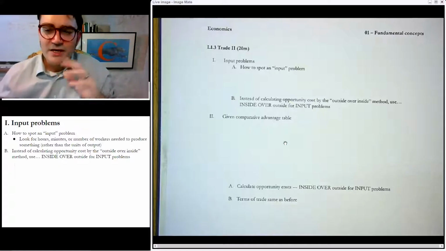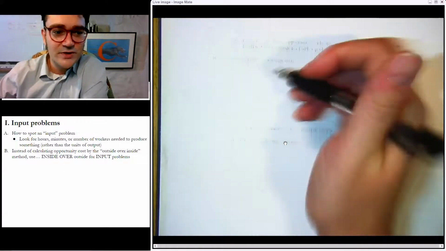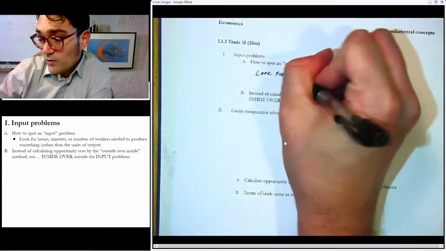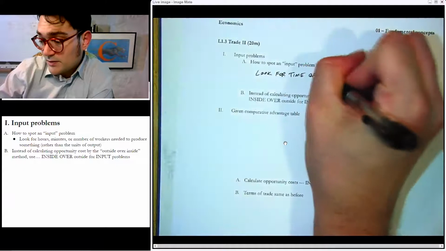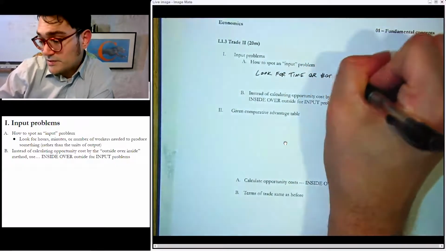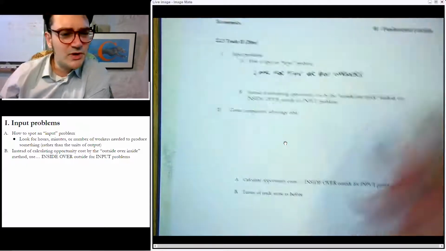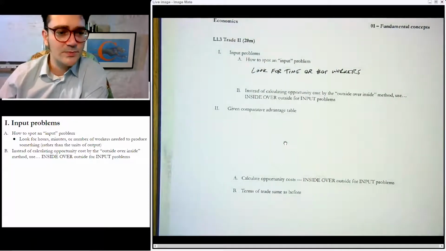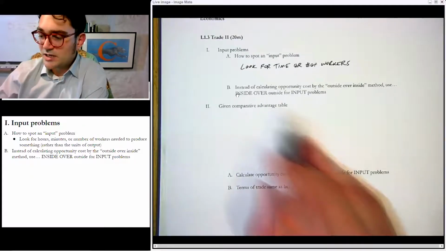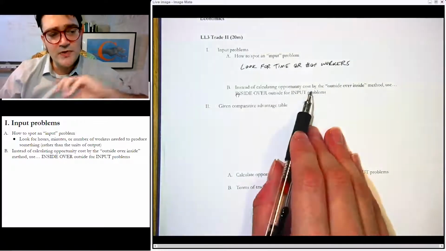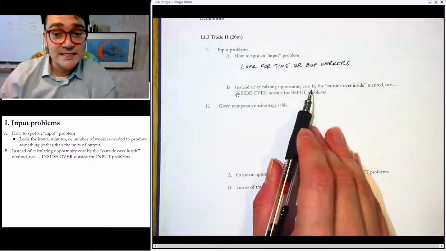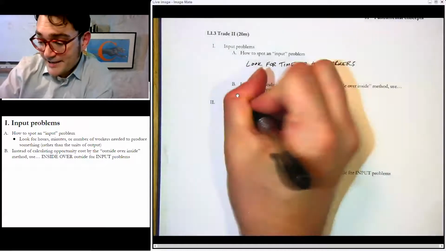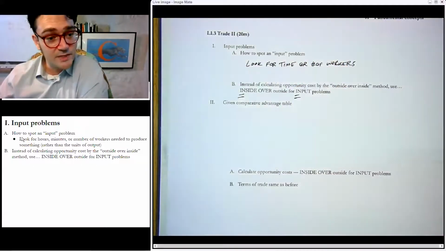You'll see. So how do you spot an input problem? The easiest thing to do is look for time or number of workers. They'll say it takes this many workers to produce a car, or this many hours, or something like that. And the biggest difference is that instead of calculating opportunity costs with the outside number over, it'll be the inside number over. We know that because it's an input style problem. Get it? Inside, input problem. That's how we're going to figure it out.